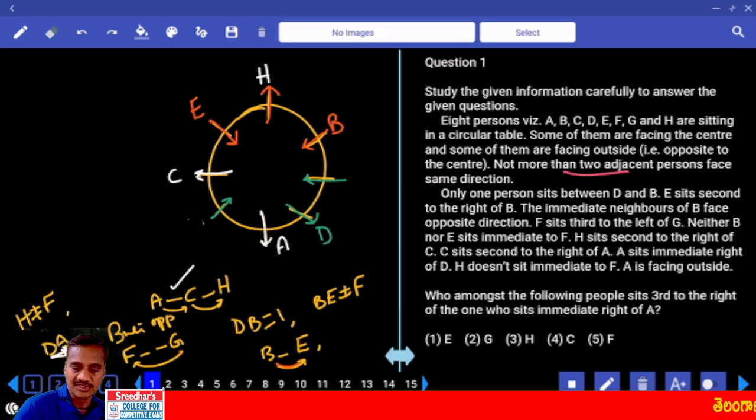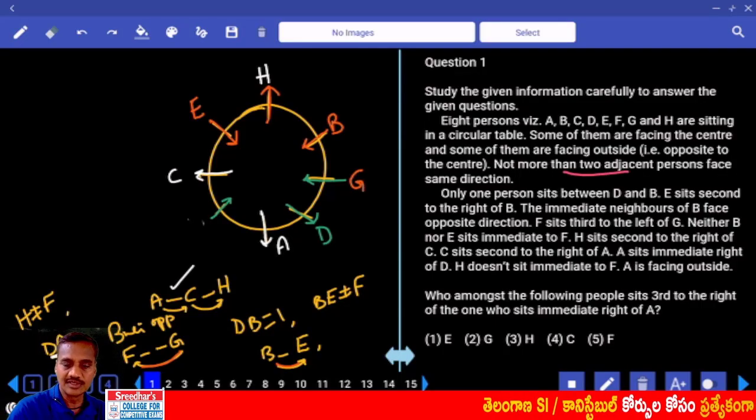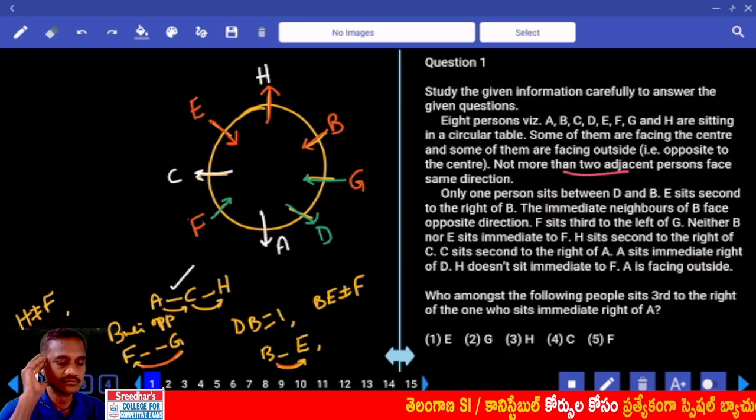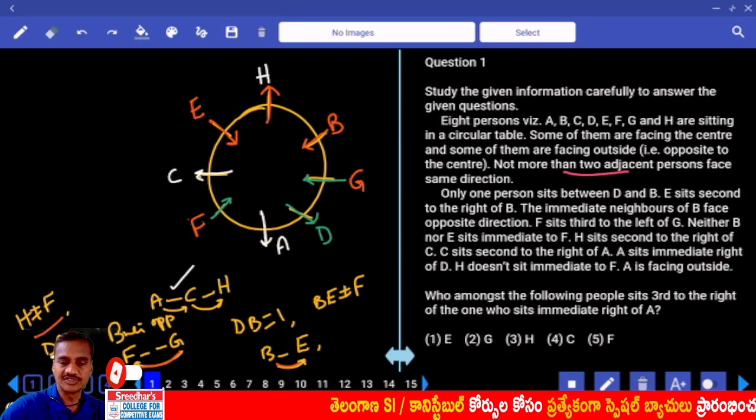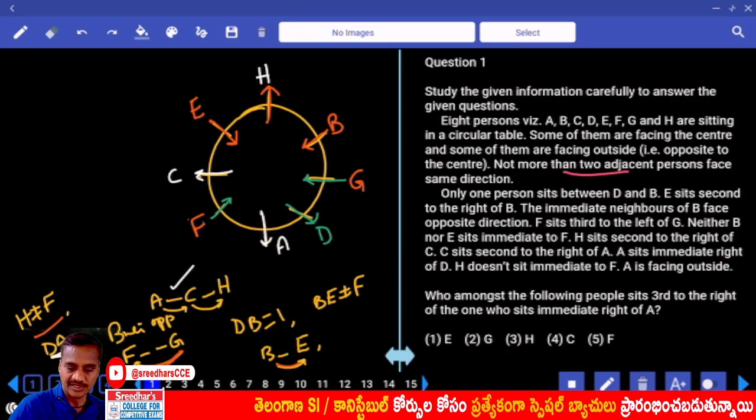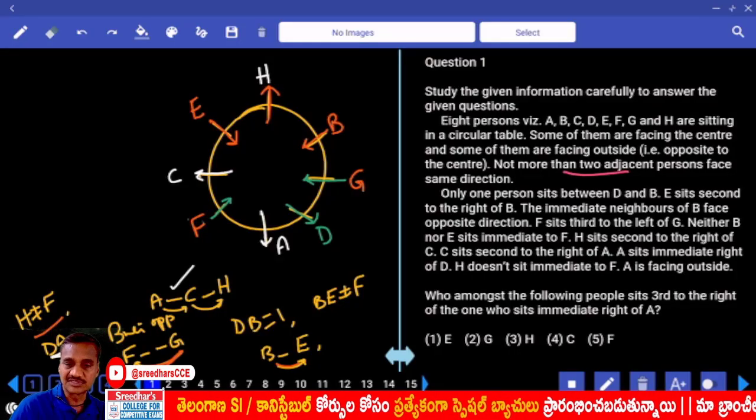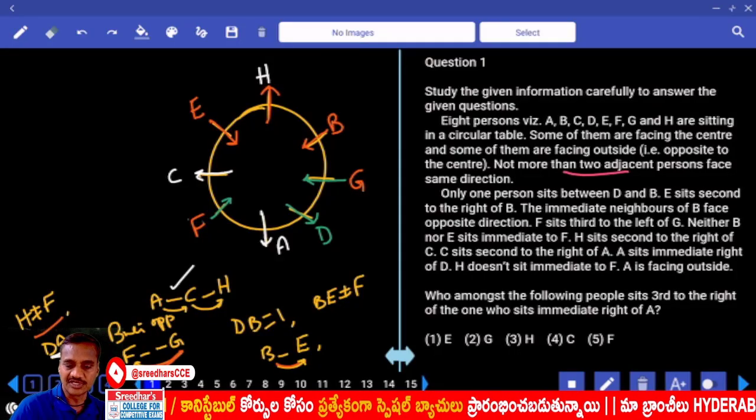Now we are left with F and G. F is seated third to the left of G, hence G is here, F must be here. Then H and F are not adjacent. Then F is seated third to the left of G, B's neighbors are opposite. H and G are opposite.